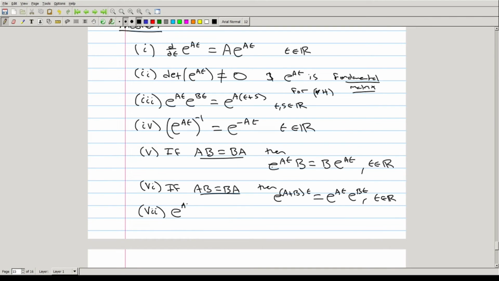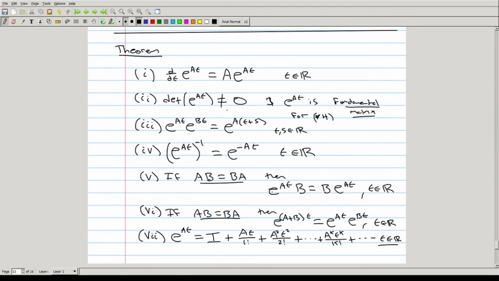The seventh property, and one of the most interesting, I think, examples of a matrix Taylor series in mathematics, is going to be that e to the At is A times t over 1 factorial plus A squared t squared over 2 factorial plus all the way up to A to the k times t to the k over k factorial all the way to infinity for any t in R. This is the Taylor series formula for matrices.